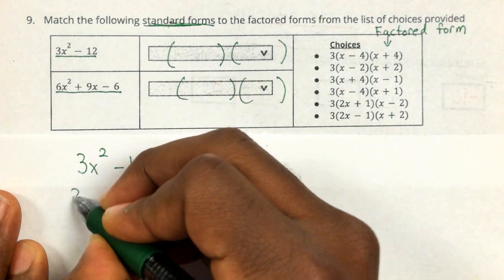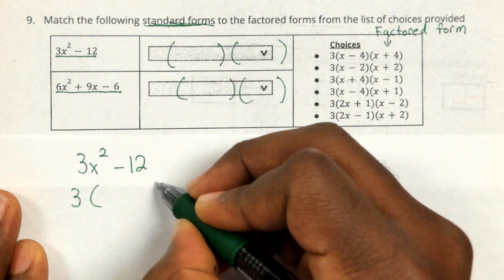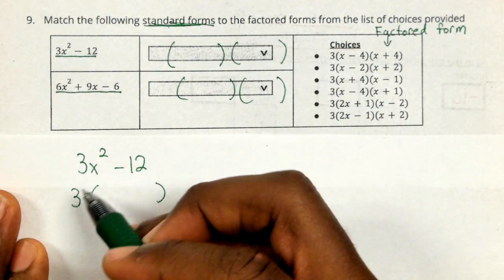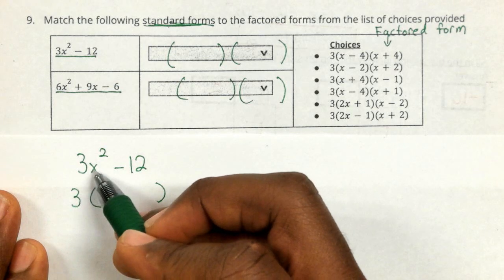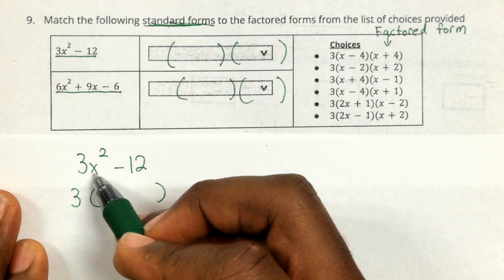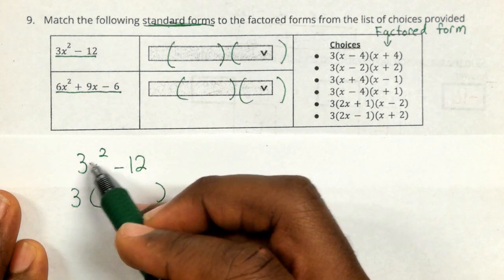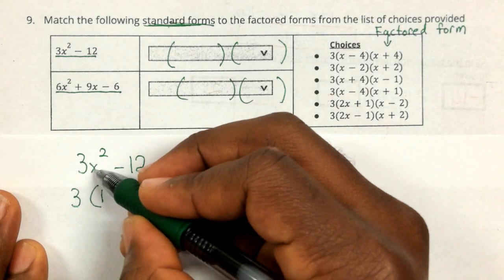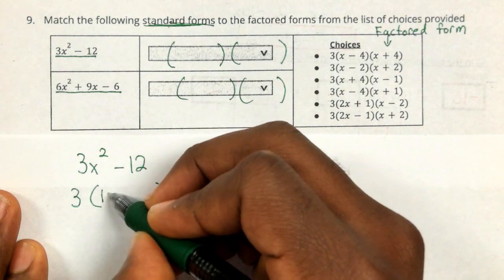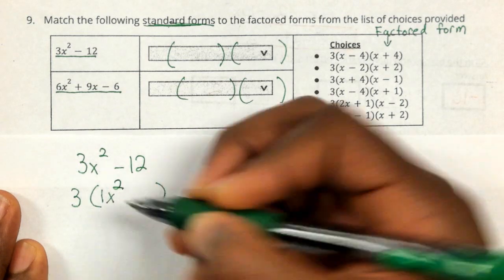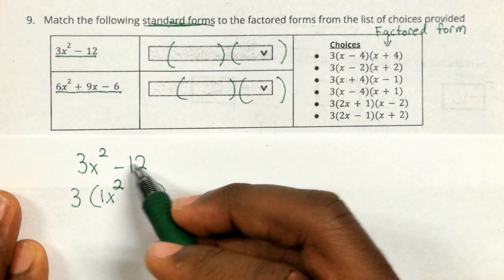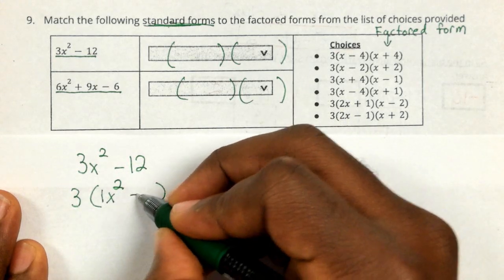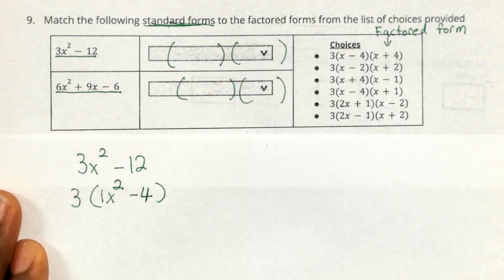So I'm going to factor out the 3. And I'm going to write what is remaining inside of a parentheses. Okay? So when you factor out the 3, it's like you're dividing each term by 3. 3x squared divided by 3. 3 divided by 3 is 1, and then we can't divide the x squared, so you bring it down, okay? Now we're at the next term. Negative 12 divided by 3 is negative 4, all right?